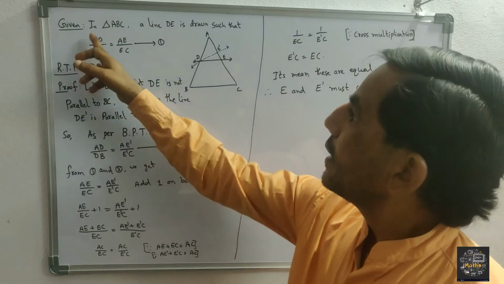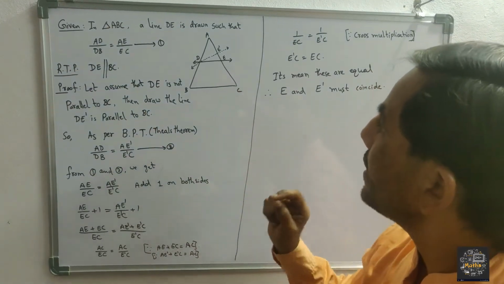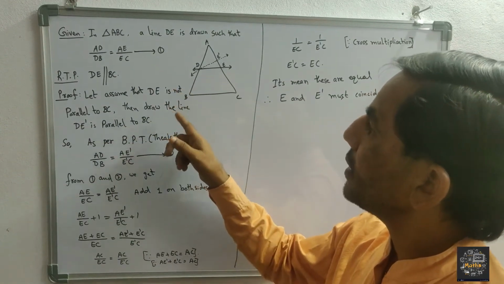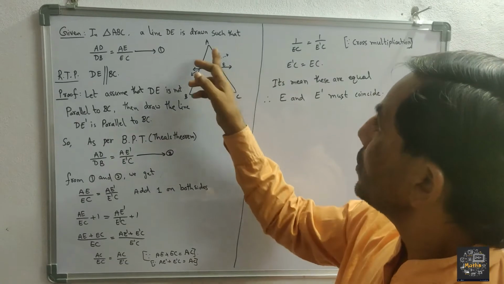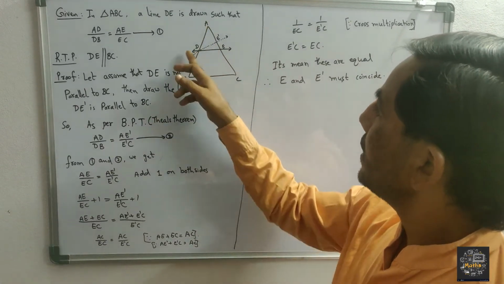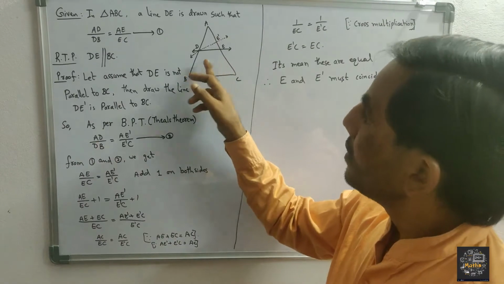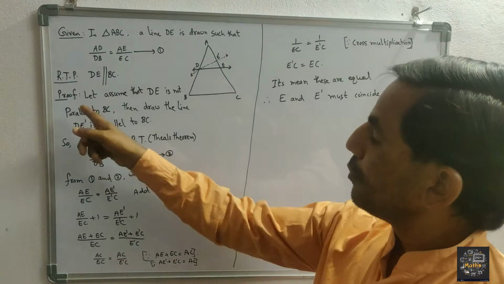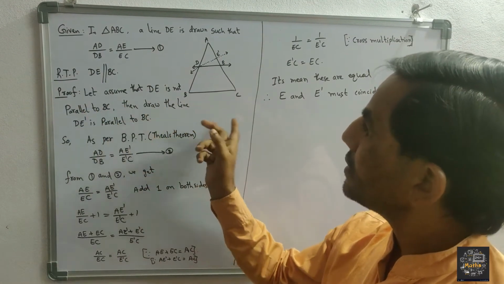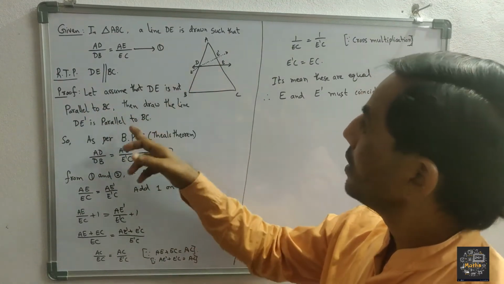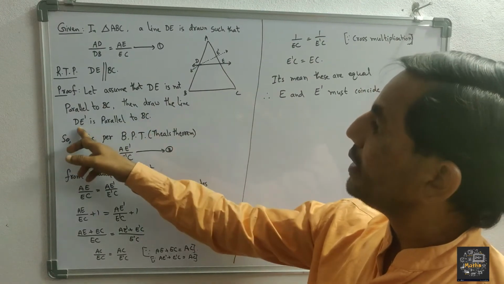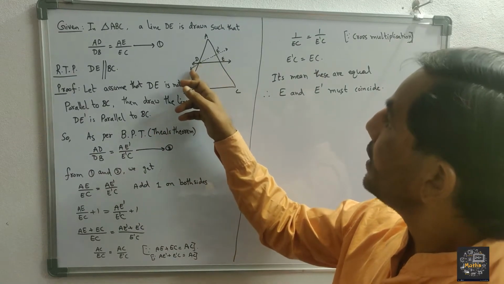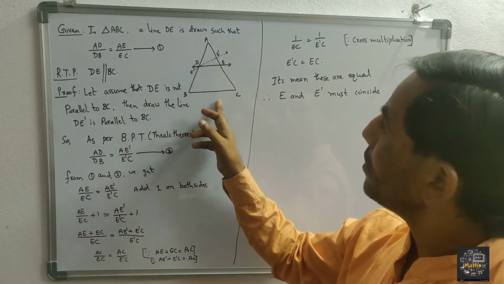All are given: in triangle ABC, a line DE is drawn such that AD by DB is equal to AE by EC. I am taking equation number 1. Here in triangle ABC, DE is parallel to BC is given. Next, required to prove DE is parallel to BC. Proof: let us assume that DE is not parallel to BC. Then draw the line DE dash parallel to BC.